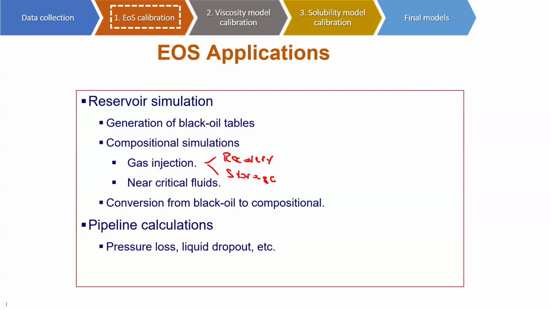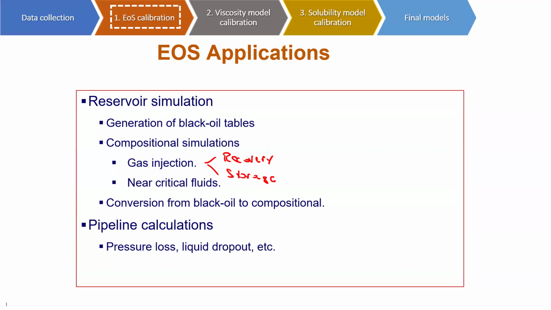Pipeline calculations are out of the scope of my background, more production. The production people take care of pressure loss and liquid dropout in the pipelines. Pipelines can be used for oil production, gas production, and to pipe the CO2 during the transport phase from the capture site to the storage site. So pipelines are always in the game.